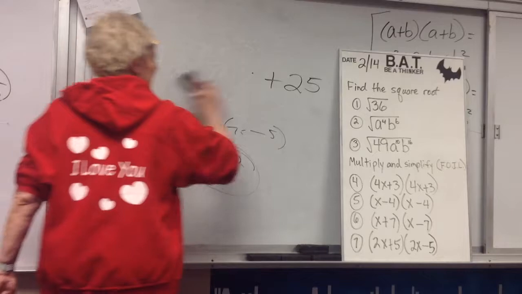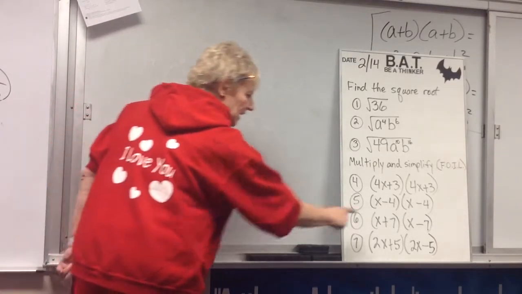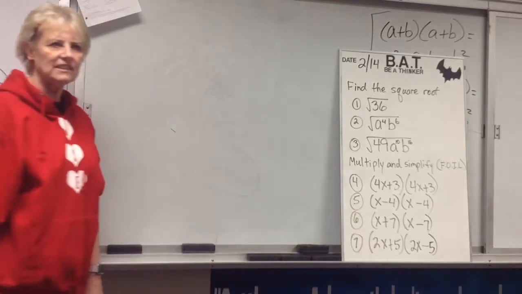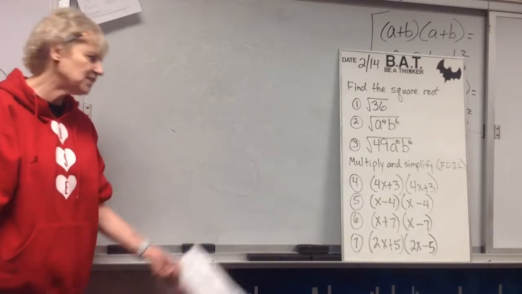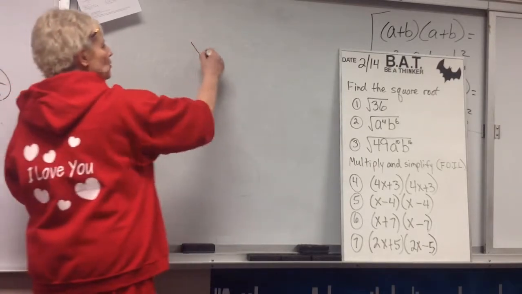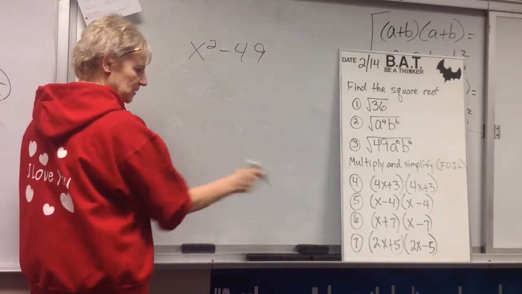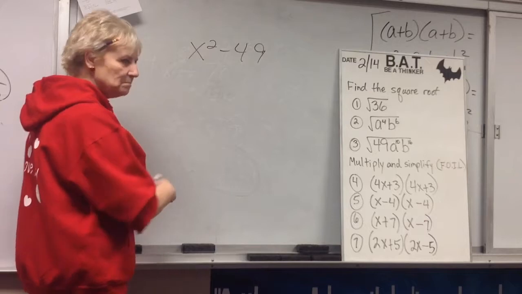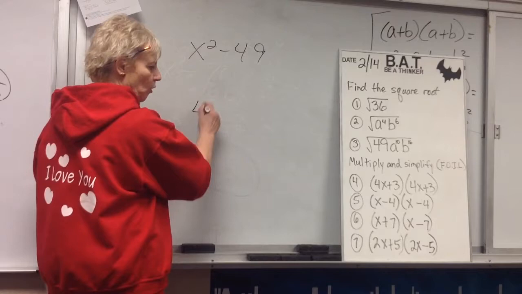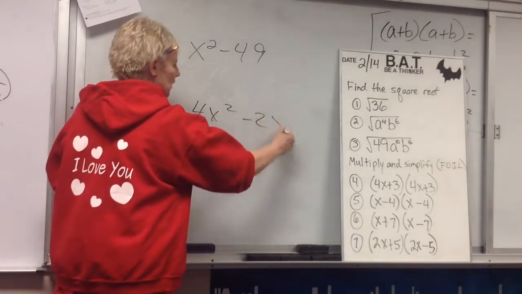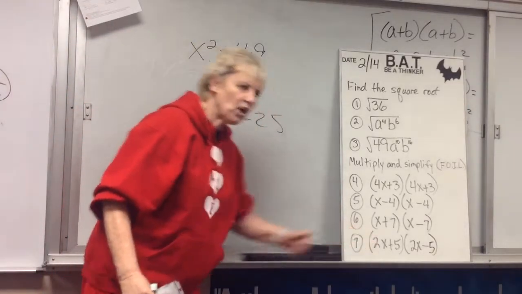All right, let's go back to the board. X plus 7, x minus 7. Middle term disappeared, didn't it? You had a plus 7x and you had a minus 7x. So you only ended up with that. Okay? 2x plus 5, 2x minus 5. One of each. The middle term disappeared. 4x squared minus 25.